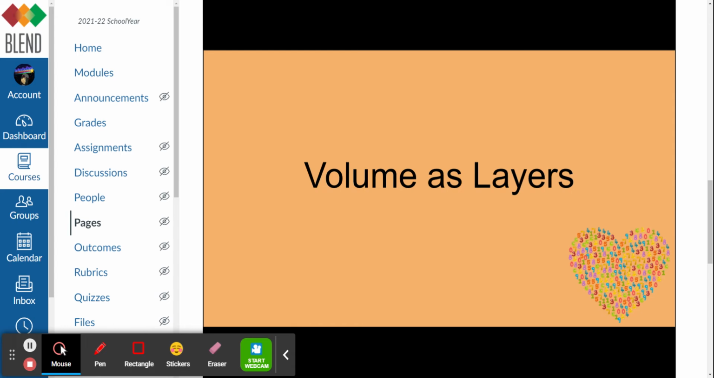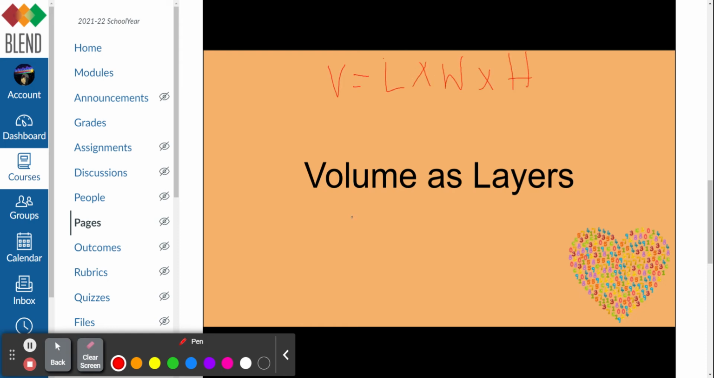We can use the formula, of course, volume. Volume equals length times width times height. And let's also remember that your base is the length times the width. All right, so another volume formula that you can use is volume equals base times height. And if length and width make base, then it's basically the same formula. So volume equals length times width times height, or volume equals base times height. The base layer times how many layers.